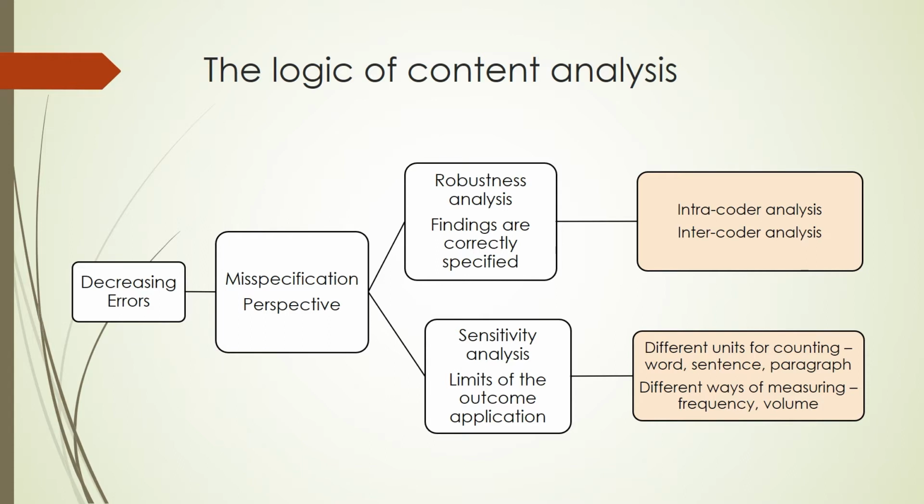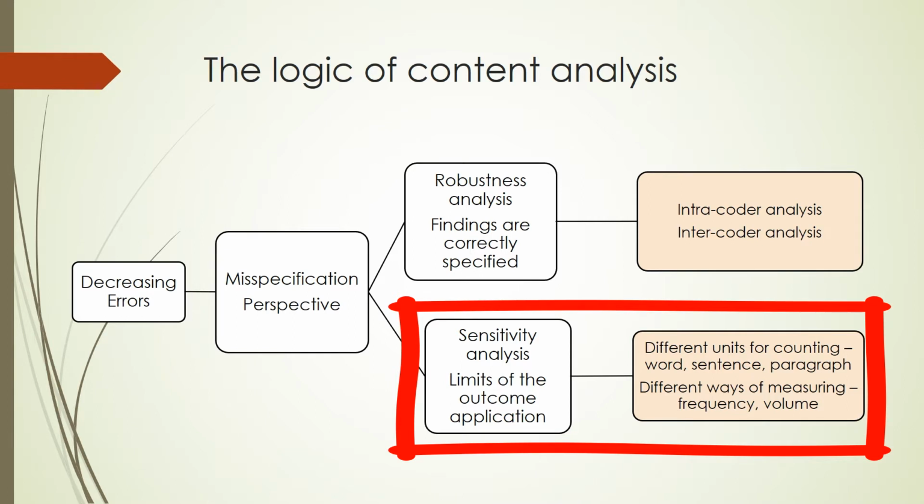The second aspect is the sensitivity analysis. To do the sensitivity analysis in content analysis, note there are different units for counting, for example, words, sentences, paragraphs. We can use different units of counting and look at the results that we obtain and then compare those results, because they show the limits of the outcome application.